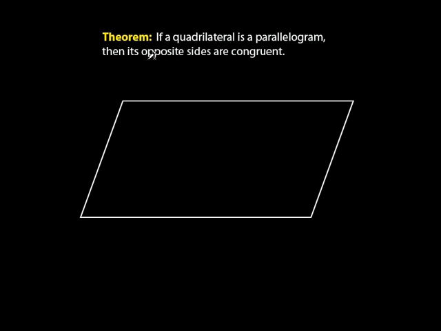It also says that its opposite sides are congruent to each other. So the opposite sides are congruent. And what do I mean by congruent? They're equal, obviously, so the opposite sides are equal to each other. So I can say this side is equal to this one, and this one is equal to this one.